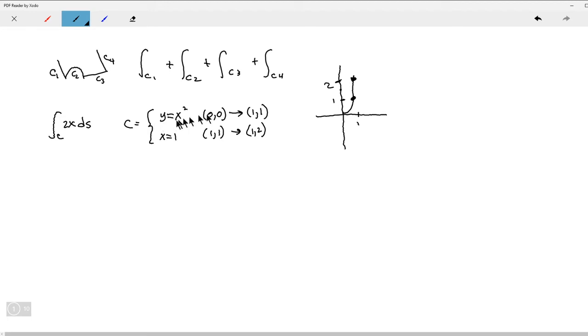The first one is from 0, 0 to 1, 1, and this is my curve. So for C1, let's note it this way so I won't get confused, C1 is going to be from 0 to 1, because this is an integral just involving x. And this is going to be 2x. And then I have to do the arc length, so the arc length is going to be the square root.